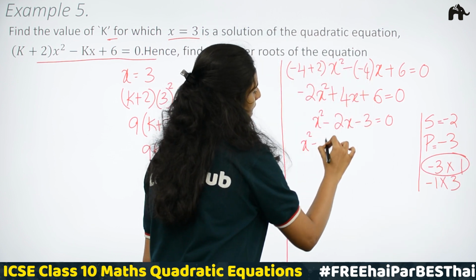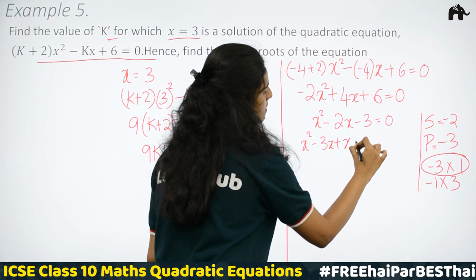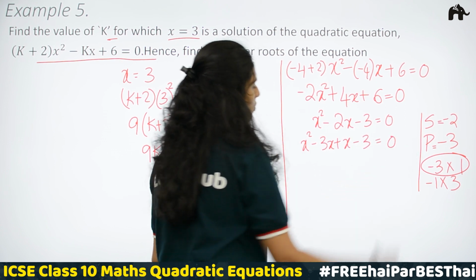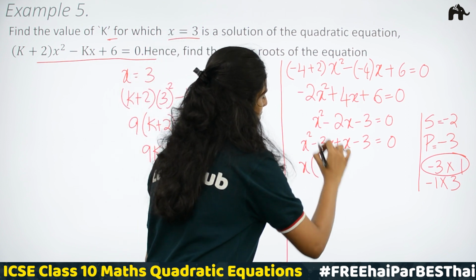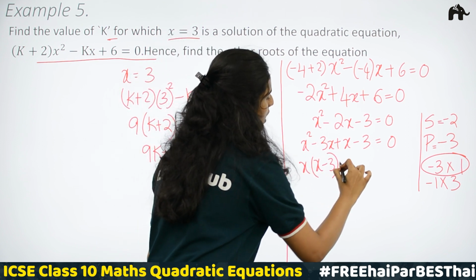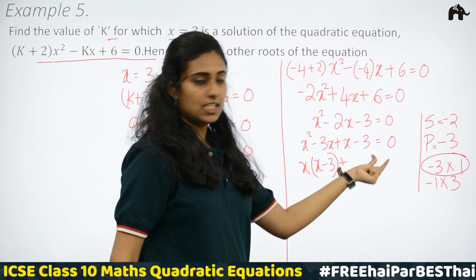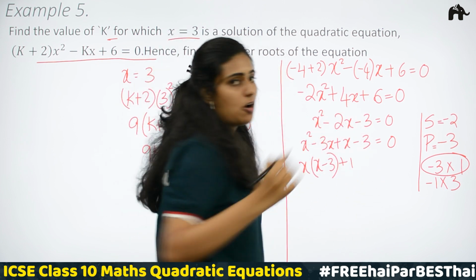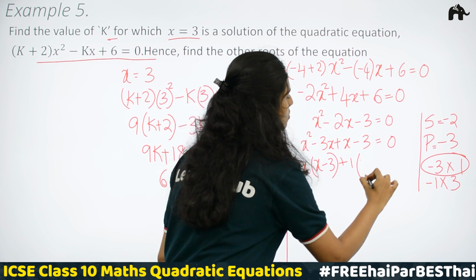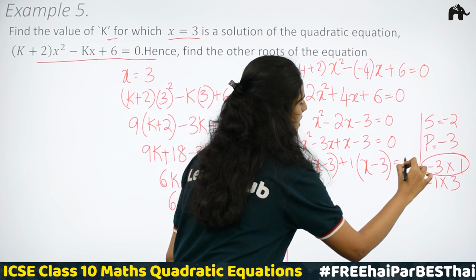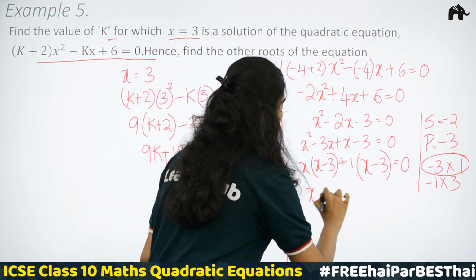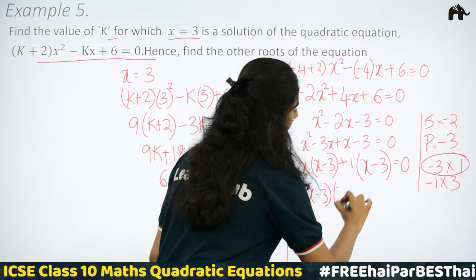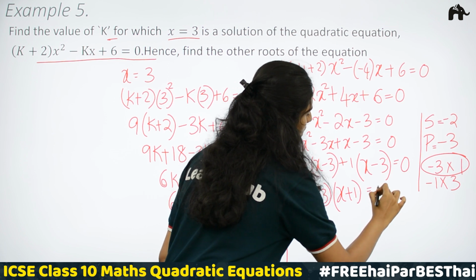x square minus 3x plus x minus 3 is equal to 0. Taking common, from this we can take x outside, remaining we have x minus 3, plus x minus 3. Here only 1 is the common factor. 1 into x minus 3 is equal to 0. Taking x minus 3 common, x minus 3 into x plus 1 is equal to 0.